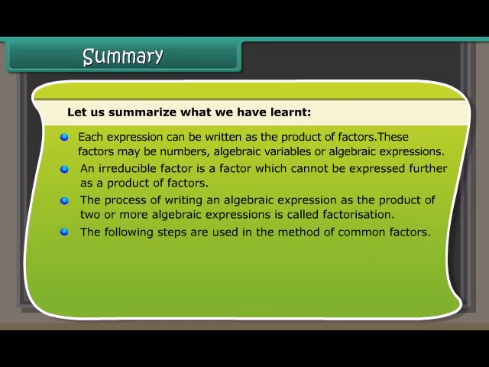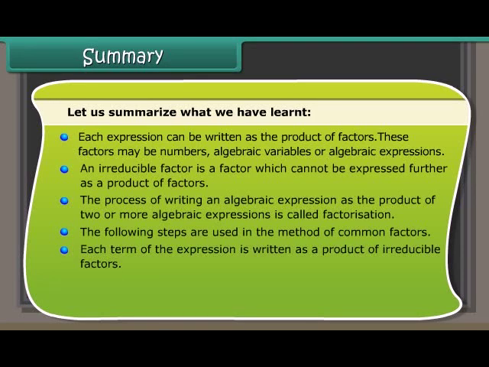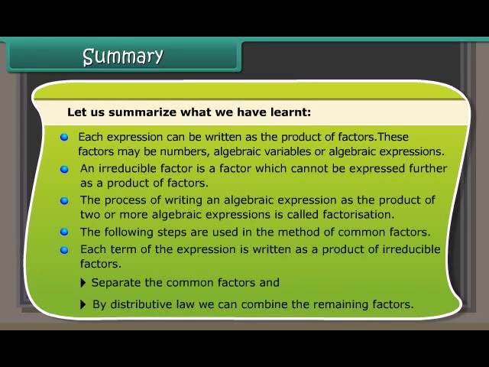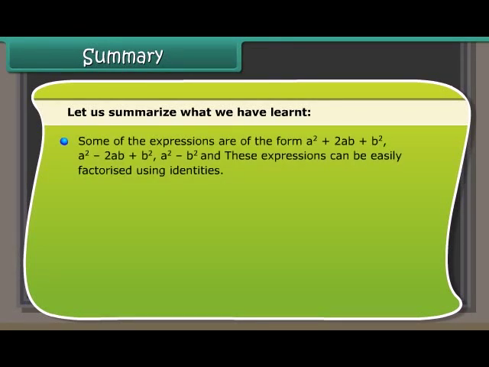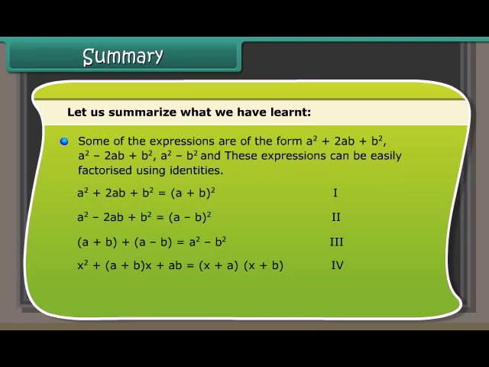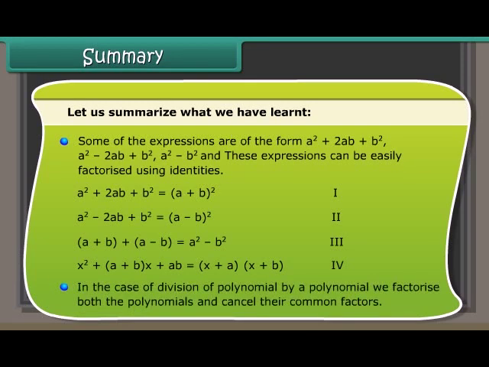The following steps are used in the method of common factors. Each term of the expression is written as a product of irreducible factors. Separate the common factors, and by distributive law, we can combine the remaining factors. Some of the expressions are of the form a square plus 2ab plus b square, a square minus 2ab plus b square, a square minus b square, and these expressions can be easily factorized using identities. In case of division of polynomial by a polynomial, we factorize both the polynomials and cancel their common factors.